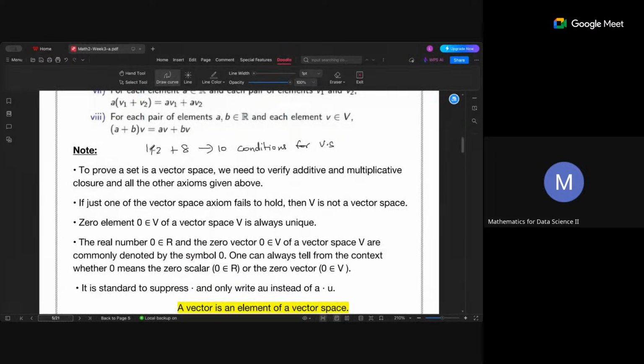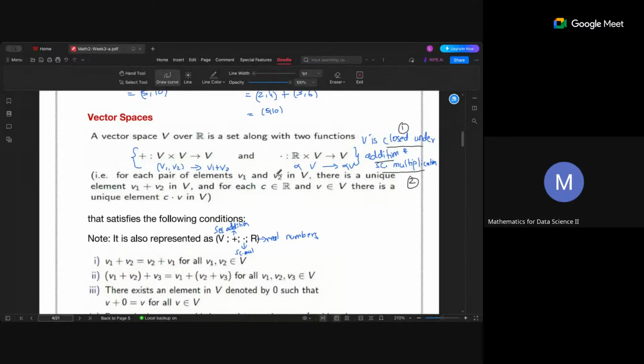Note that to prove a set is a vector space, we need to verify additive and multiplicative closure and all the other axioms given above. So all the 10 conditions we need to verify. If just one of the vector space axioms fails to hold, then V is not a vector space. It means if you are able to disprove at least one of these 10, then you can say it is not a vector space.